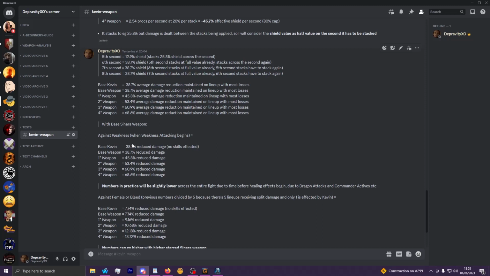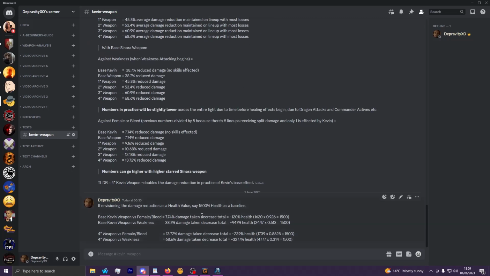So you have to divide these numbers by five effectively, because their damage sources are split equally across the five lineups. So your Kevin shield is only getting a fifth of the value as it would be getting against weakness. So these are the numbers you'll be getting. It's these synergy types. Again, this is a base scenario weapon. Remember, if you have a four star scenario weapon, which if you have a four star Kevin weapon, you may well do, these numbers will theoretically be even higher.